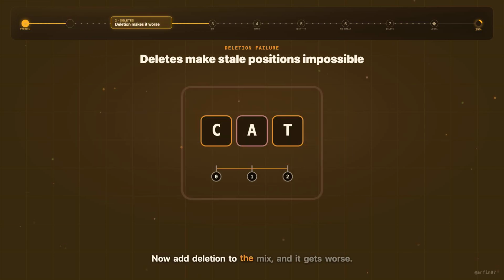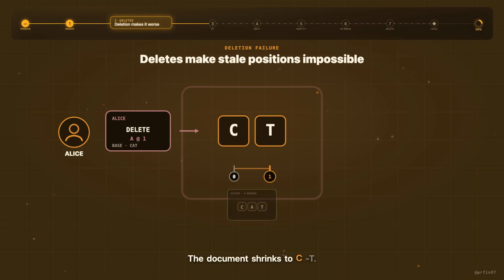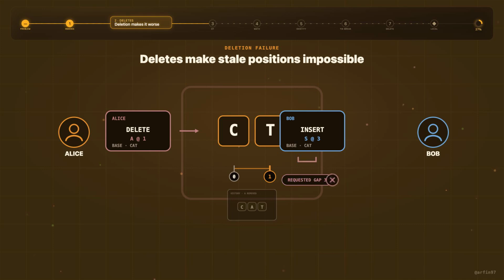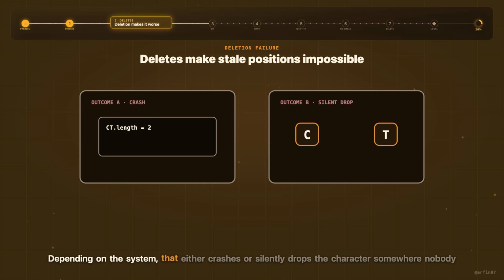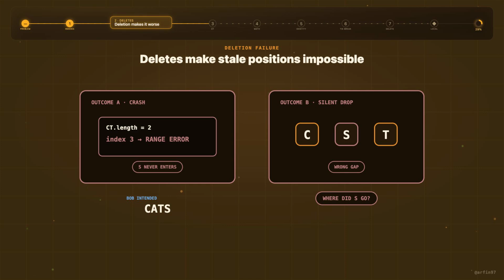Now add deletion to the mix, and it gets worse. Say Alice deletes the A at position 1. The document shrinks to CT. If Bob's insert instruction, put an S at position 3, arrives after that, position 3 doesn't exist anymore. Depending on the system, that either crashes or silently drops the character somewhere nobody intended.